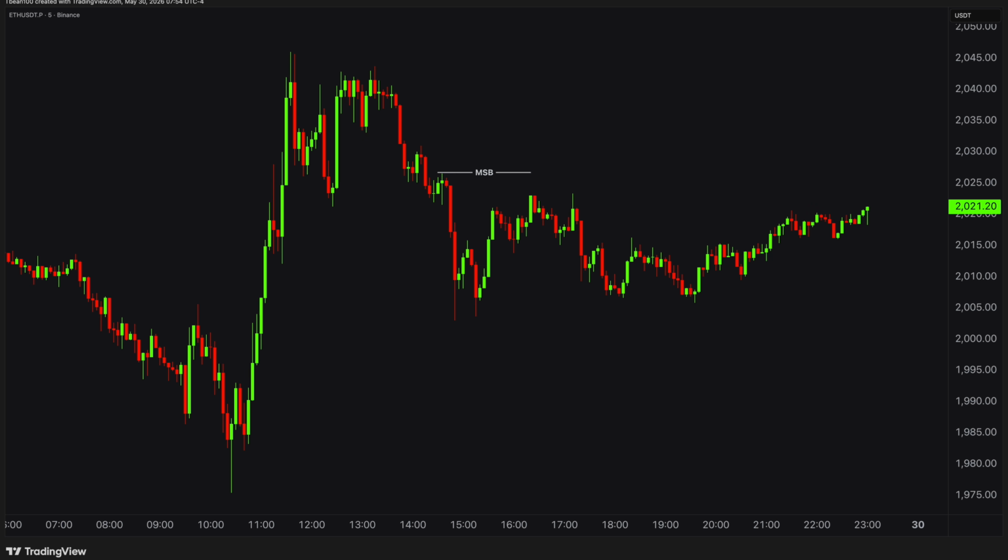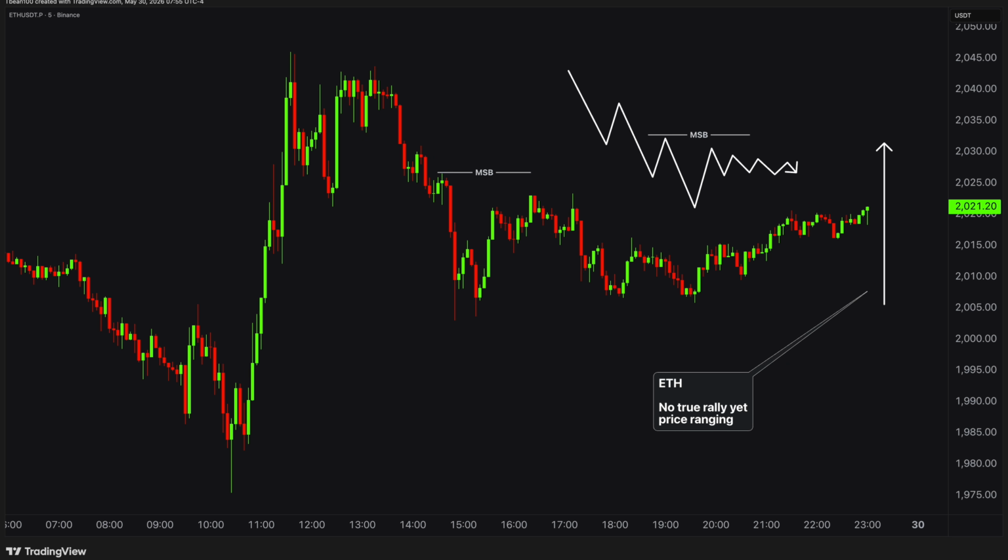There was no clear market structure break in the lower time frame of the Ethereum chart. So yes, the price did reach the multi-imbalance area, but it never managed to make a strong structure break to the upside. This shows me that there's a price range forming here in Ethereum, and there hasn't been any true rally yet. Buyers and sellers are essentially in a big battle, pushing the price back and forth.